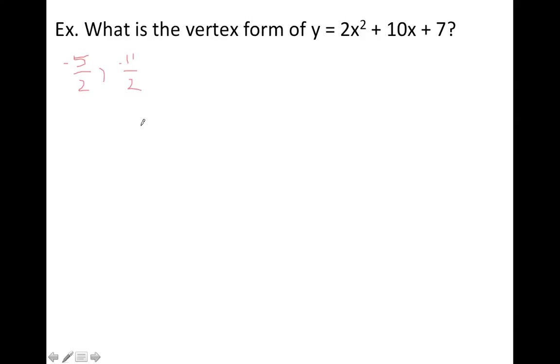And then to write this in vertex form will be y equals, your number out front of your x squared term will always be the first number. Then we'll have our parentheses, x. And remember, since our vertex is negative 5 halves, you switch the sign when we write it back in vertex form, so it'll be plus 5 halves. And this is all squared. And then we put our y value at the end, which is negative 11 halves. And we're done. Pretty simple. All I gotta do is find the vertex and plug her in.